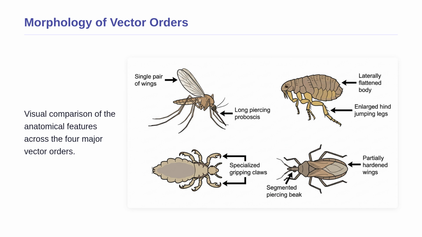On the bottom left, the louse represents Siphunculata, showing its dorso-ventrally flattened shape and specialized gripping claws. Finally, on the bottom right, the kissing bug represents Hemiptera, displaying its partially hardened wings and segmented piercing beak. These physical differences dictate how they interact with hosts.